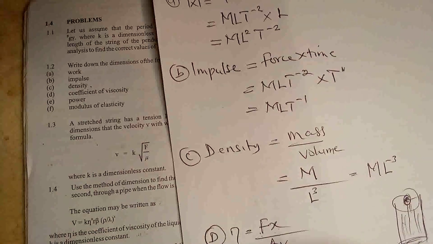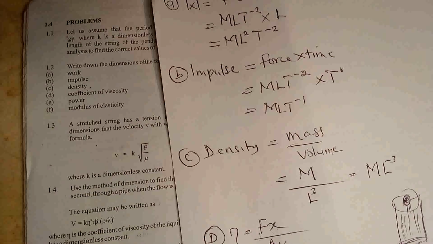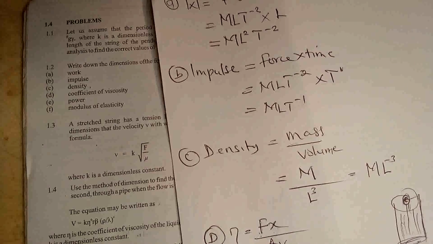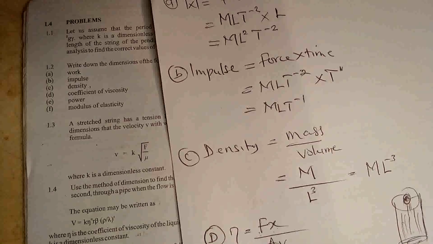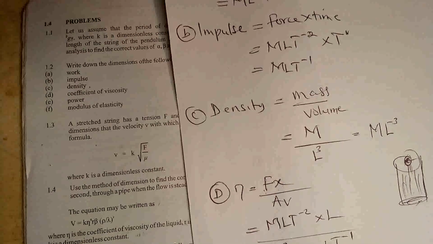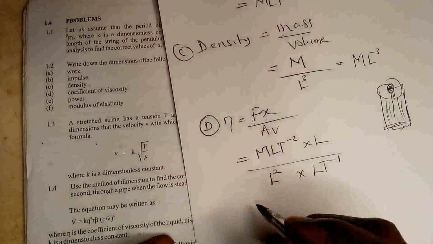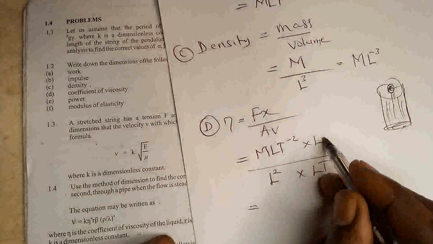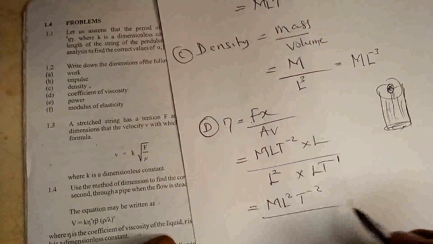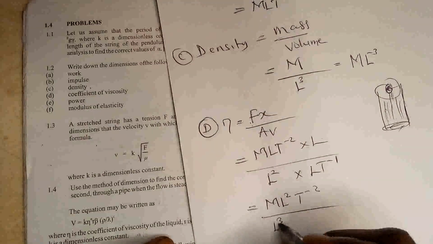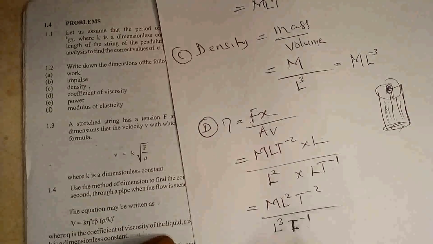So if you put the dimension of each of these, we are going to have M L T minus 2 for our force, times L for distance, divided by area, which is L square, times the speed, which is L T minus 1. So you do your basic arithmetic: multiply this by this, you get M L square T minus 2, all over, multiply this by this, you get L cube T minus 1.